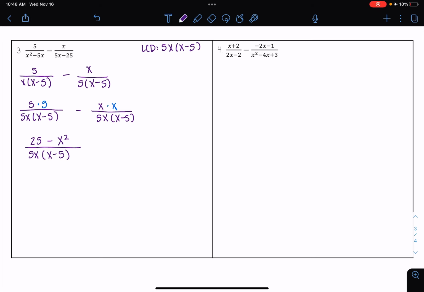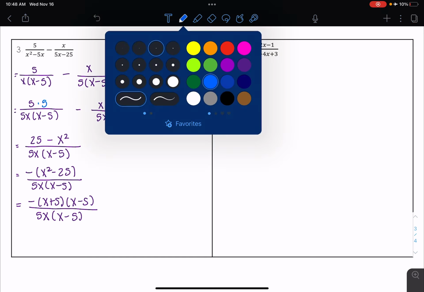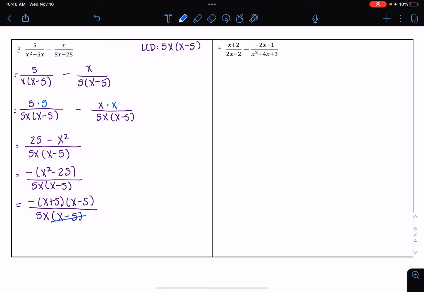And then I need to make sure I simplify this all of the way. So looking at this top right here, I see this is going to be a difference of squares, but I don't want my x squared term to be negative. So in order to make that positive, I can take out a negative. And this becomes x squared minus 25 over 5x times x minus 5. And then I can factor that difference of squares. So I have negative x plus 5, x minus 5, over 5x times x minus 5. And now I see I have a common factor of x minus 5, so I can cancel that out. And I'm left with negative x plus 5 over 5x.